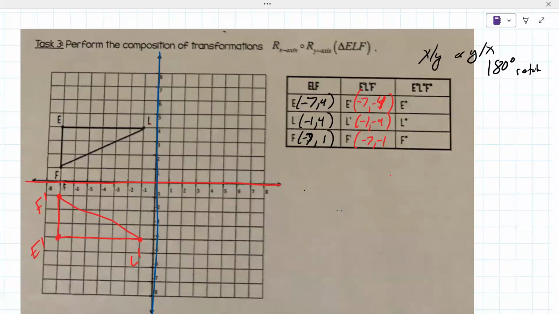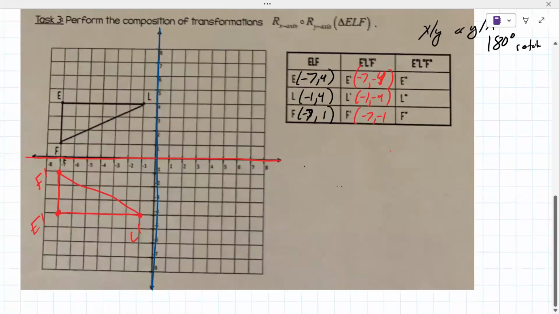Okay, so E is 7, -4. Very good. L is 1, -4, and F is 7, -1. Good.